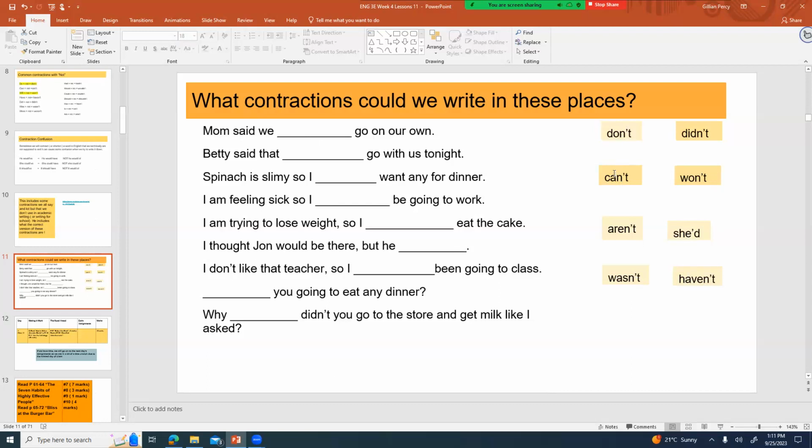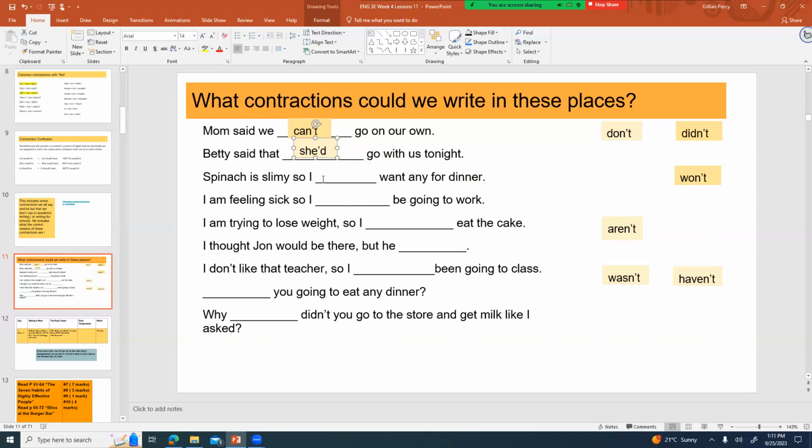It sounds like permission, like mom saying you don't have permission, you can't go on your own. Betty said that something go with us tonight. Well, I think it's talking about Betty. So Betty said she'd go with us tonight.